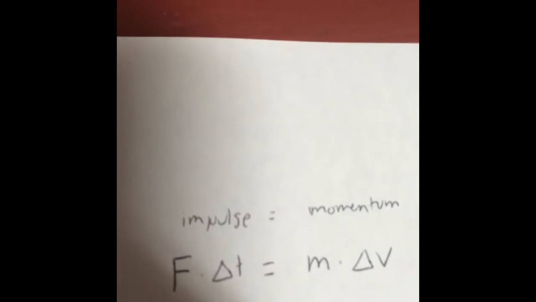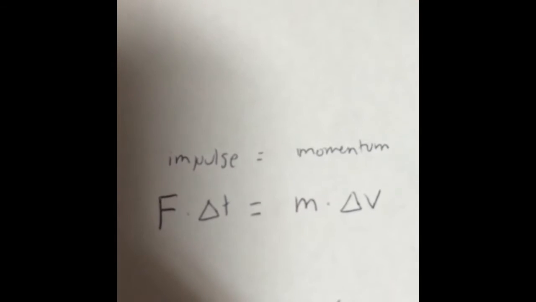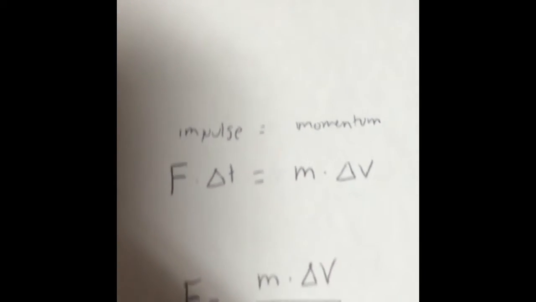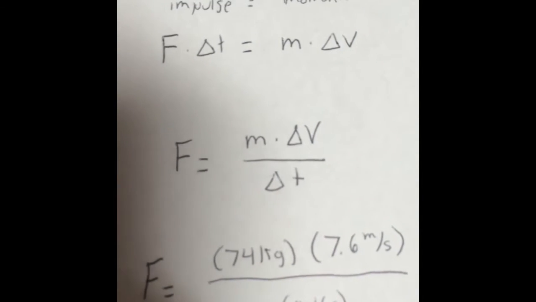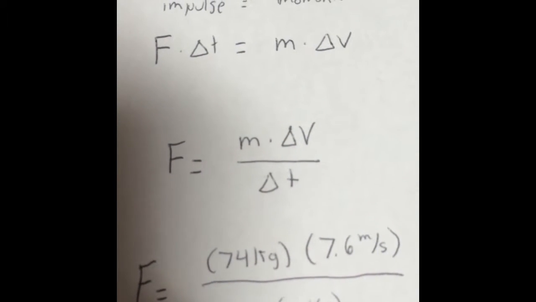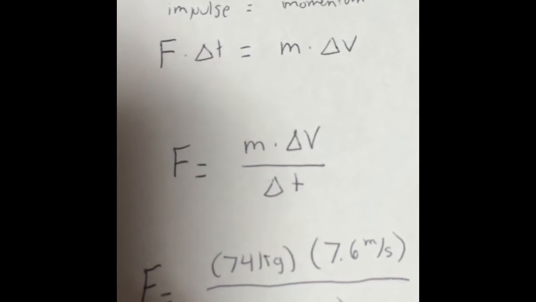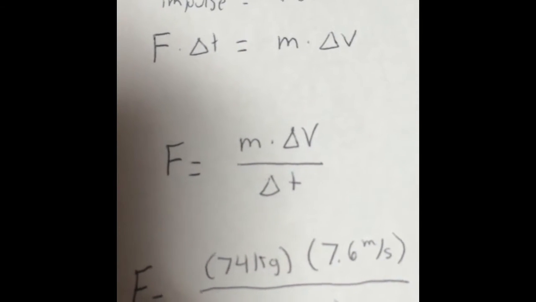We will use the equation that says the impulse equals the change in momentum. We know that force times the change in time equals mass times the change in velocity. So we're going to solve for the force because that's what we're looking for, and by rearranging the variables, we're then going to plug everything in. So we know that he's 74 kilograms, he's traveling at 7.6 meters per second, and it takes 0.16 seconds. We plug in all those numbers, and we get 3,515 newtons of force acting on Logan's body.